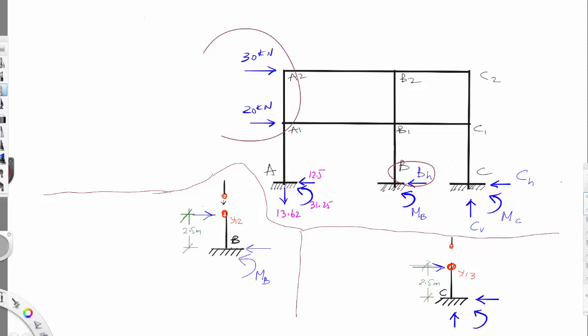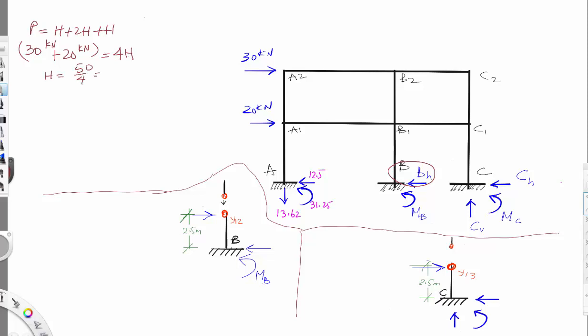I will have the lateral force sum of these two. So I will have P is equal to H plus 2H for interior plus H. And so P is equal to 30 kilonewton plus 20 kilonewton equal to 4H. That means H is equal to 50 divided by 4, which is 12.5 kilonewton, which I already know here. And that means BH is equal to 2 times 12.5 kilonewton, which is 25 kilonewton.